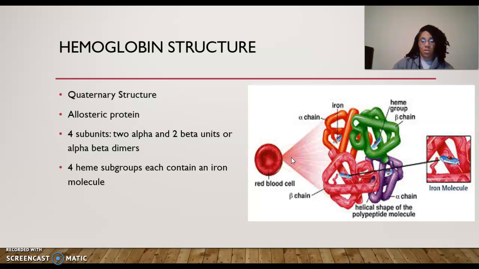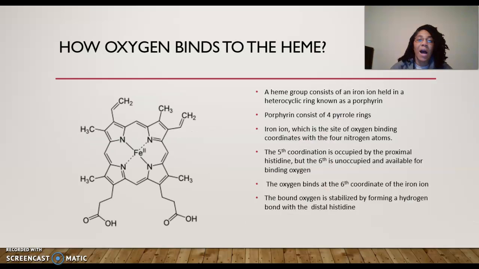So let's continue. How oxygen binds to heme. The heme group consists of an iron ion held in a heterocyclic ring known as a porphyrin. Porphyrin consists of four pyrrole rings, and these are the pyrrole rings: one, two, three, four. The iron ion is the site of binding.